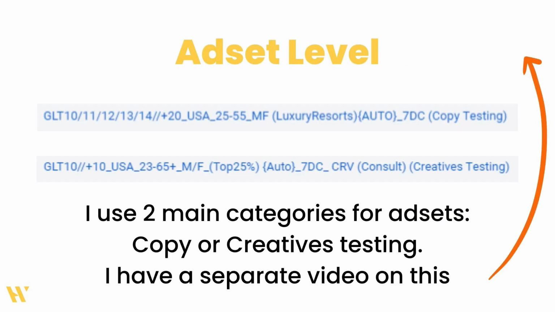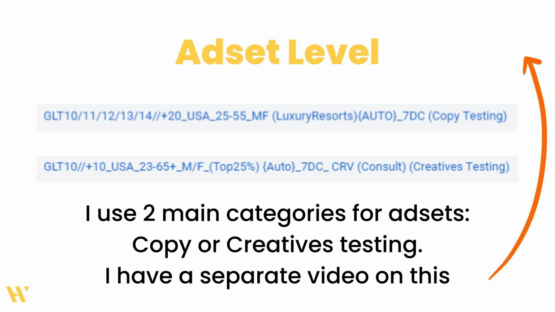Okay, on the ad set level, I have copy testing and creatives testing. I have already created a previous video about this, so you can check it in the top right corner. The first quarter of the naming is again the agency name, the first three letters, and then the numbers afterwards are the ad copy number. So in the previous video, you will also see the explanation for this one.